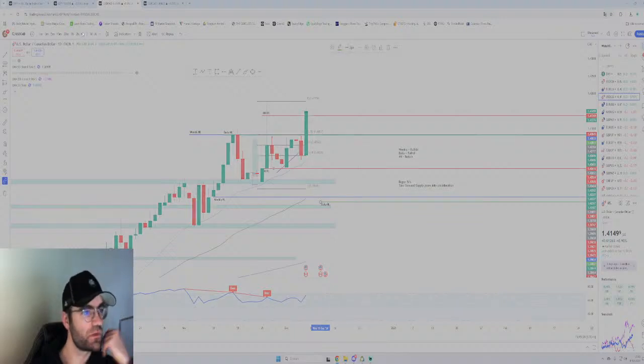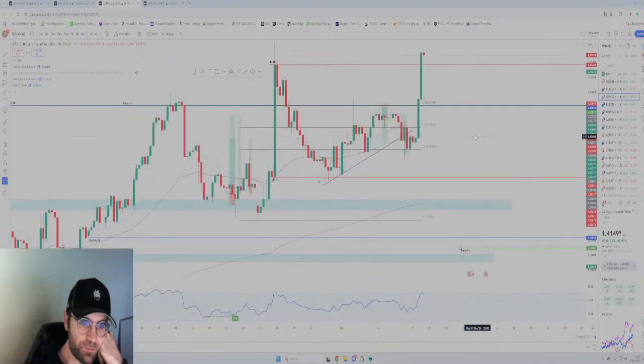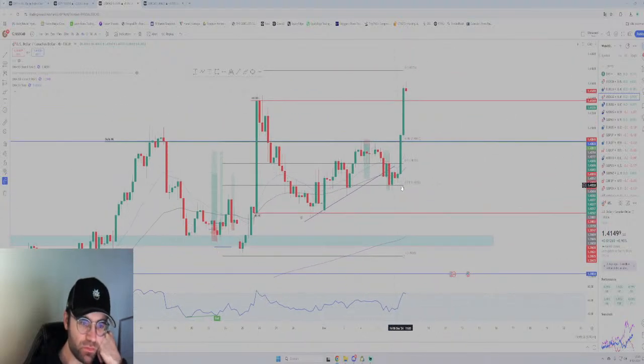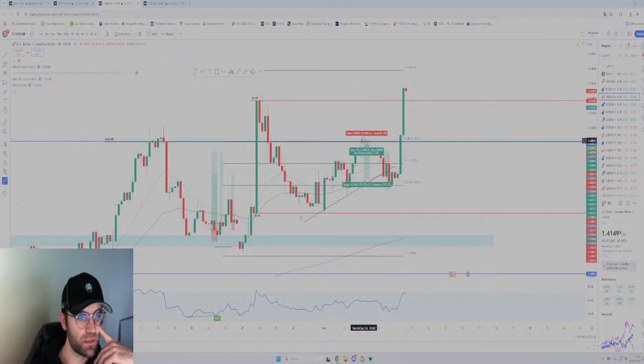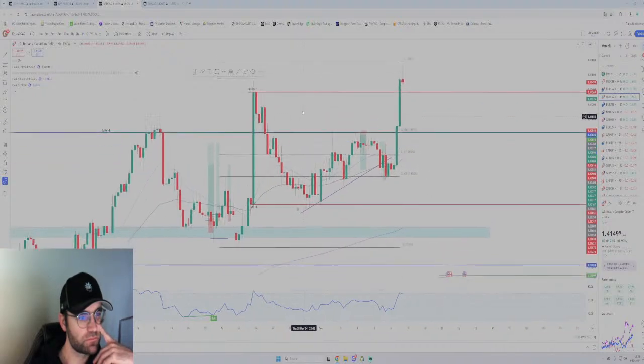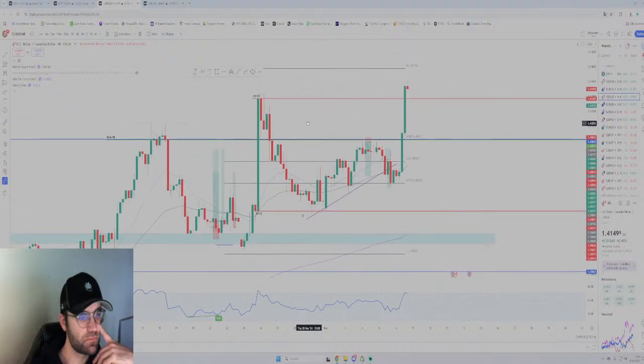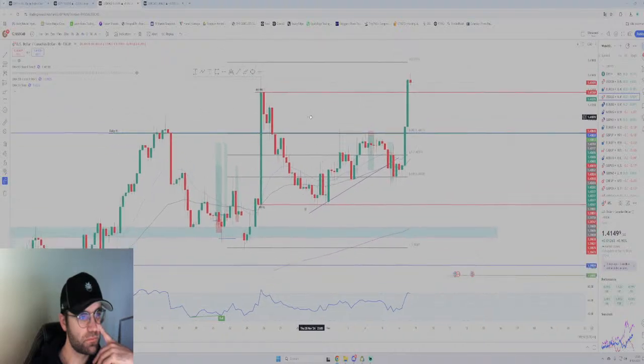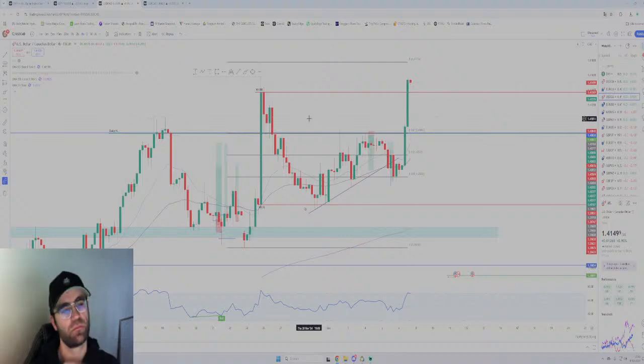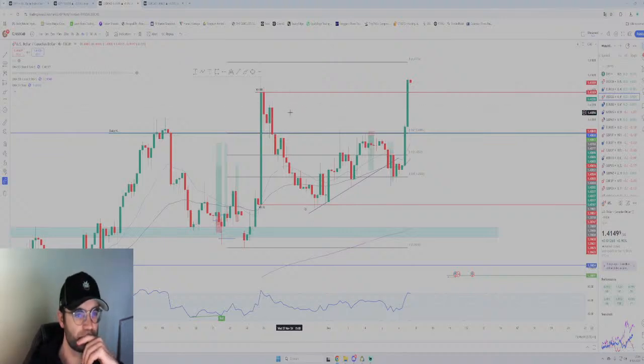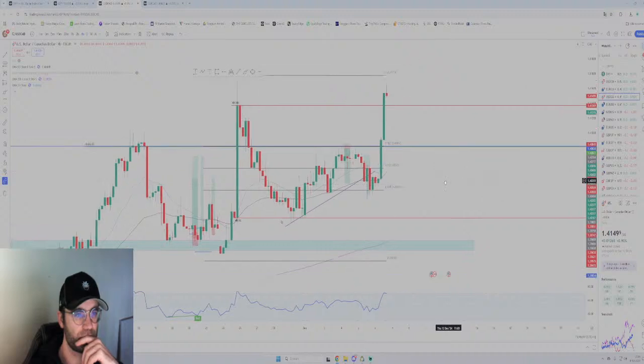Wait, I just noticed something. This is crazy. 0.618, really, it's perfect support here. And the 0.382 was resistance here. Damn. I need to use the Fibonacci tool a little bit more, I feel like.